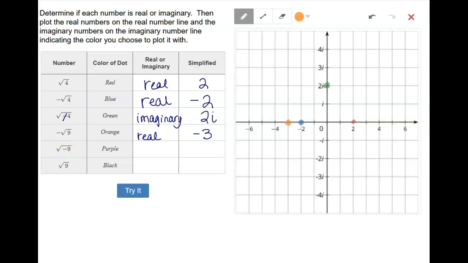Okay, and the next one we have is the square root of negative 9. So again, the difference between these two is where that negative is. This negative is outside the radical sign, this one is inside the radical sign, so this one is an imaginary number. And so that negative under there, we're going to take that out and turn it into an i, and we're going to take the square root of the number that's left. So we have the square root of 9, which is 3. So we are going to put that on the imaginary axis, and we're going to put that one in purple. So we have 3i right here.